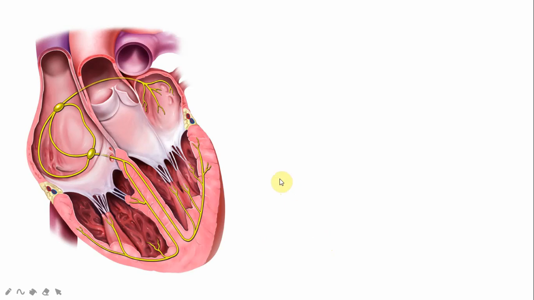Now let's go back to that animation once again. So the SA node is generating some cardiac impulse at a normal rate, and the ventricle is generating some cardiac impulse because of some insult, because of some myocardial infarction, at a very fast rate, more than 110 beats per minute. Actually, in this patient, this is about 200 beats per minute.